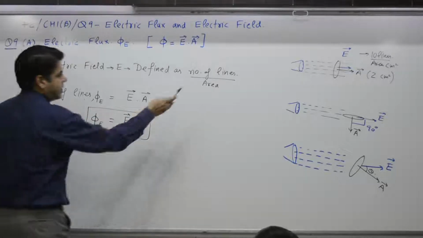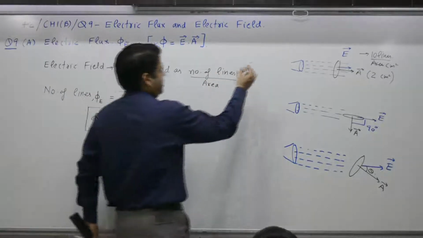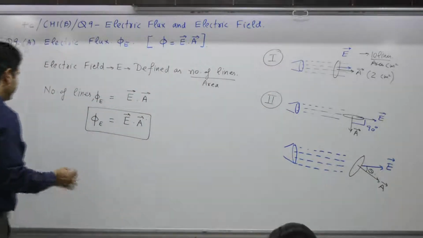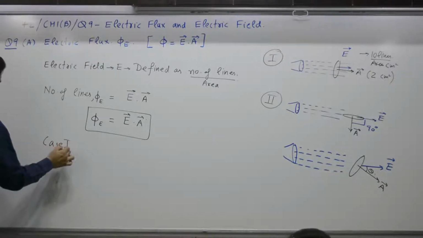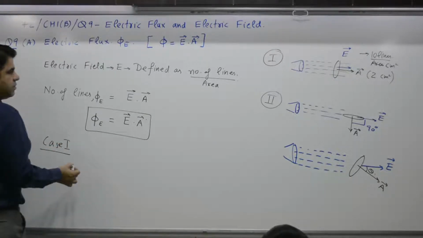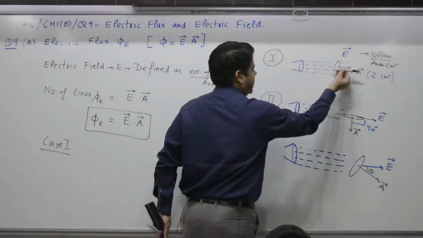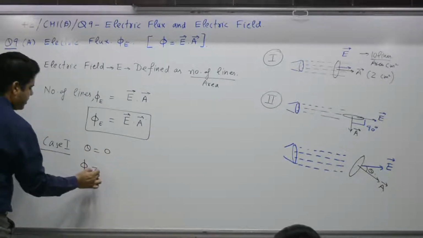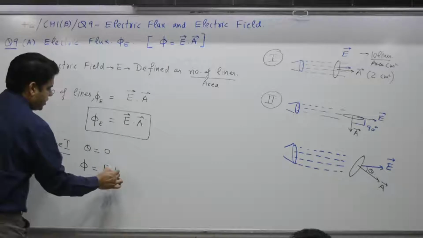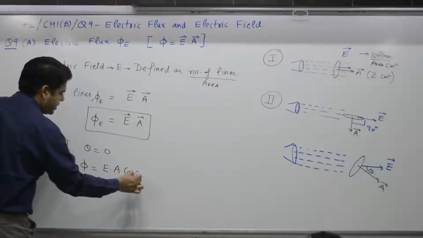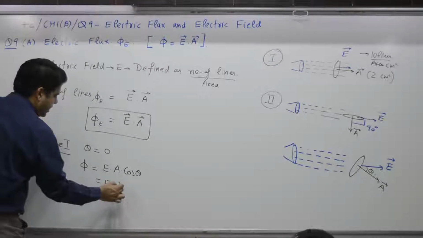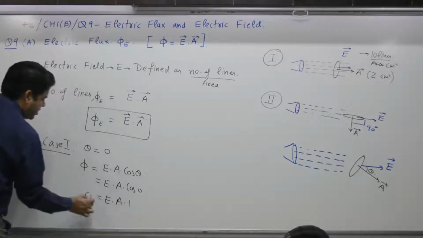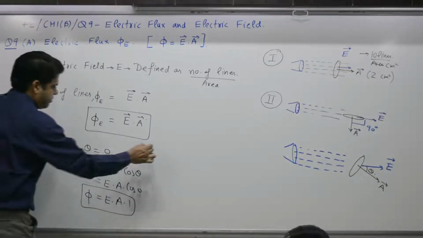Various cases. Diagram number 1. This is case 1. This is case 2. For case 1, E and A are parallel. The angle between the two, theta, is equal to 0. Phi is equal to E dot A, which means E into A into cos theta. E A cos 0, which is E into A into 1. In this case, the flux linking is maximum.